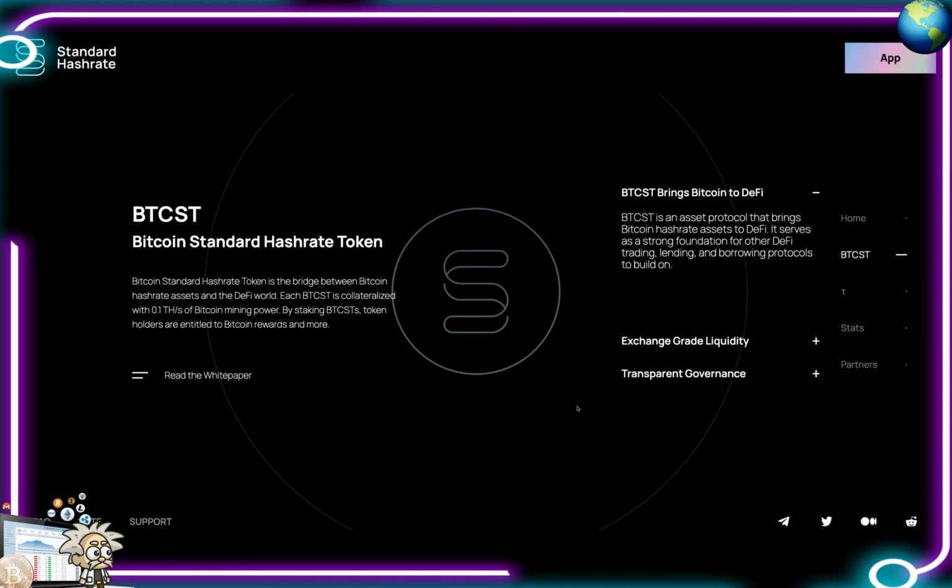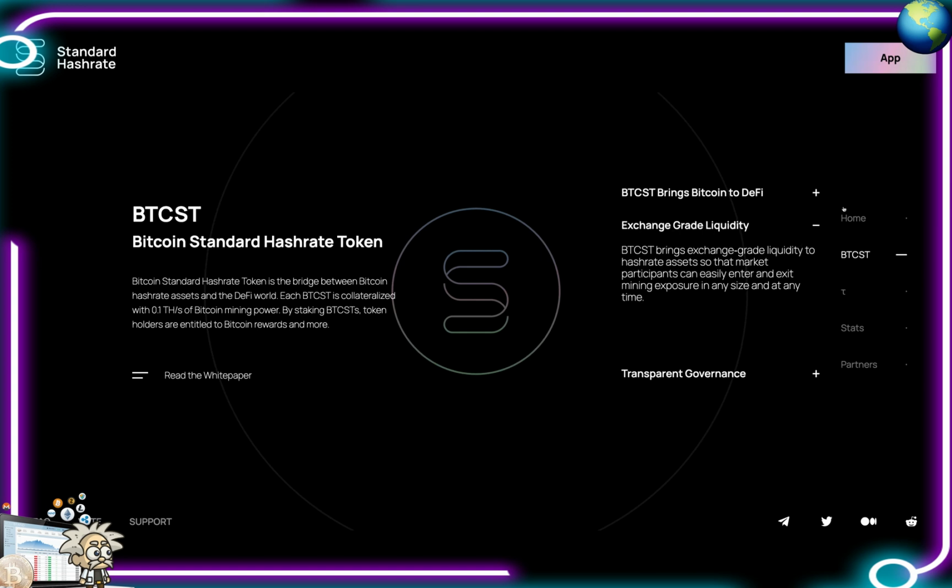When we look at some of the problems that this company solves, guys, they're creating a hash rate backed synthetic asset that can be used as collateral in DeFi apps. What is the team's background, you might be wondering? Some of the largest veteran miners on the planet. They explain here, guys, that they are the bridge between Bitcoin hash rate assets and the DeFi world. Each BTCST is collateralized with 0.1 TH per second of Bitcoin's mining power. By staking BTCSTs, token holders are entitled to Bitcoin rewards and more.